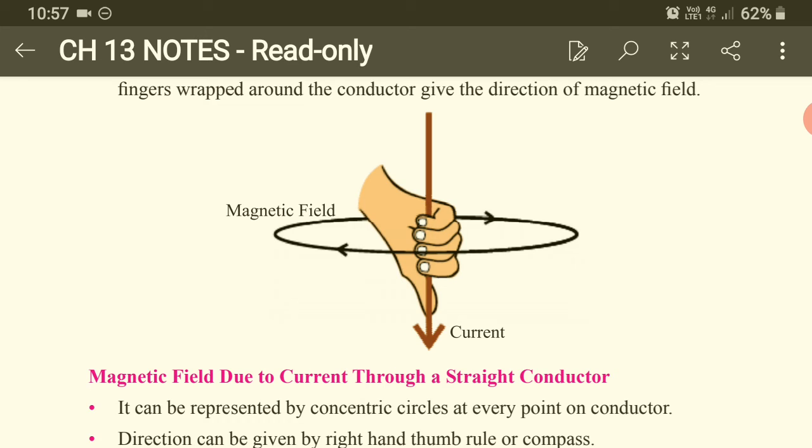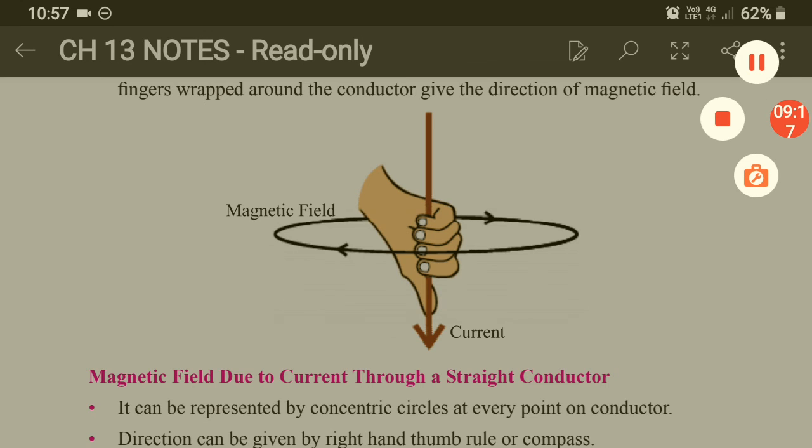Similarly, there is Maxwell's corkscrew rule: if the handle of the screwdriver represents the direction of magnetic field lines and the stick with which we tighten the screw is the direction of current, the direction of rotation represents the direction of the magnetic field lines. I hope it is clear to you. Thank you.